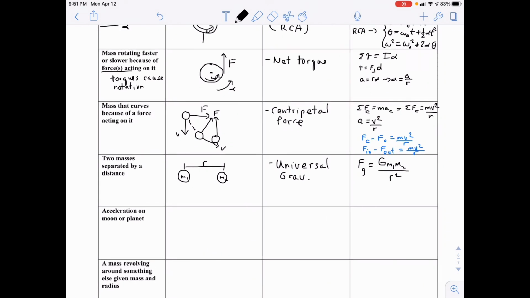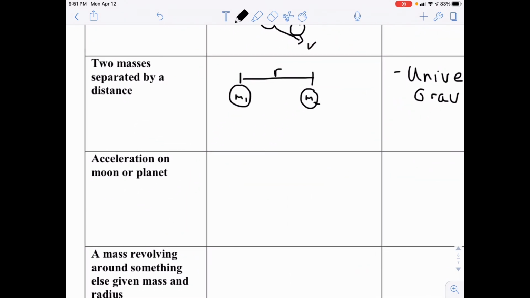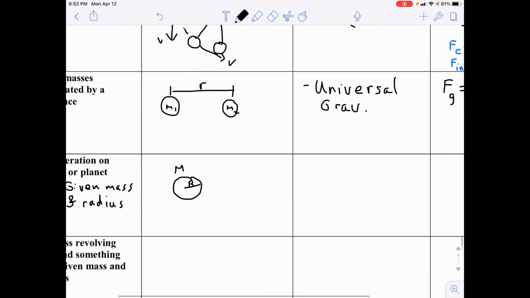Now, let's say we wanted to find the acceleration on another planet, like on the moon or a comet, or you name it. We want to find the acceleration due to gravity somewhere else. Well, what we need is to be given the mass and the radius of that moon or planet or whatever it is. So you're given a mass and a radius, and you're good to go with this concept here.